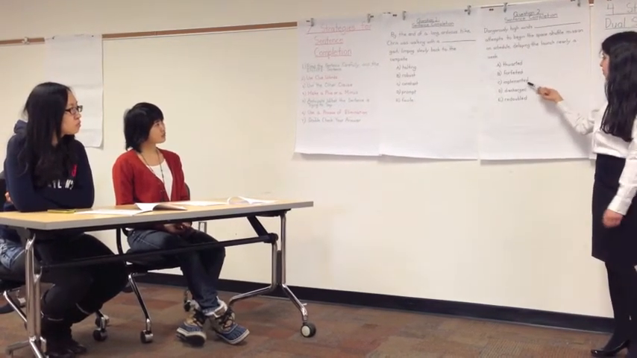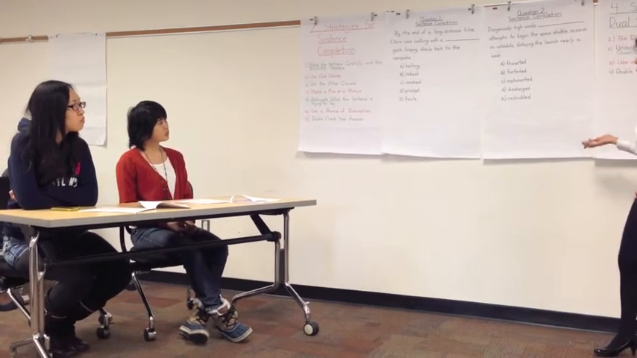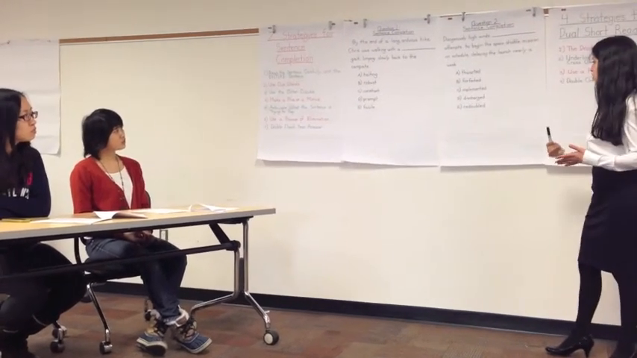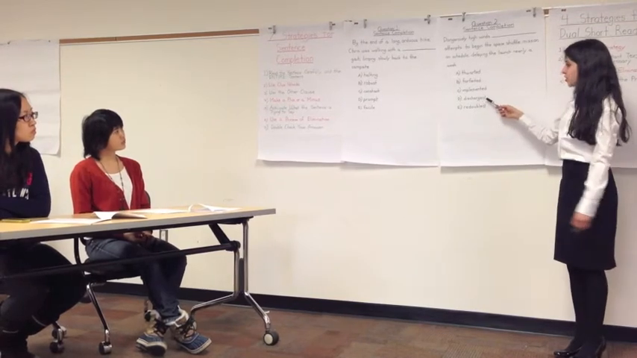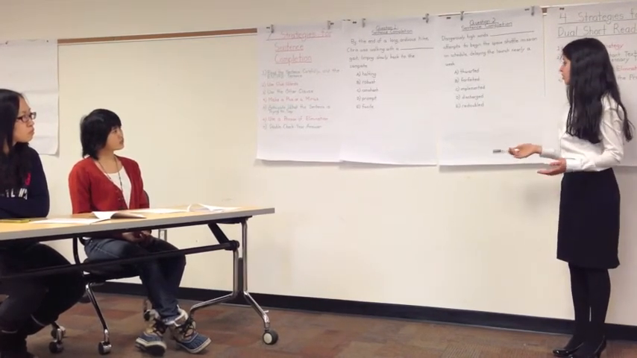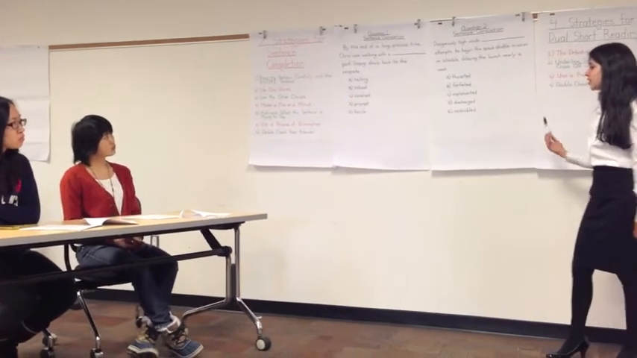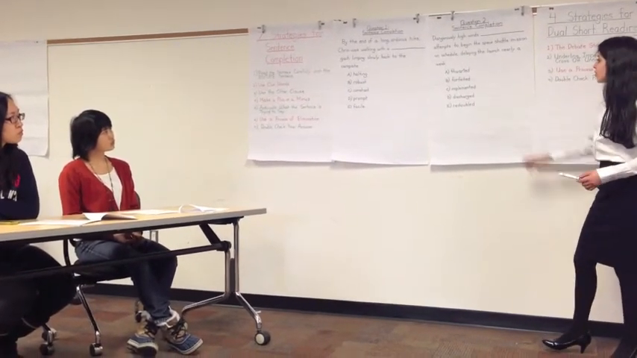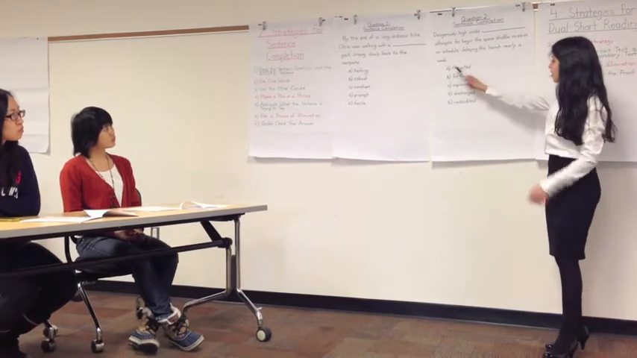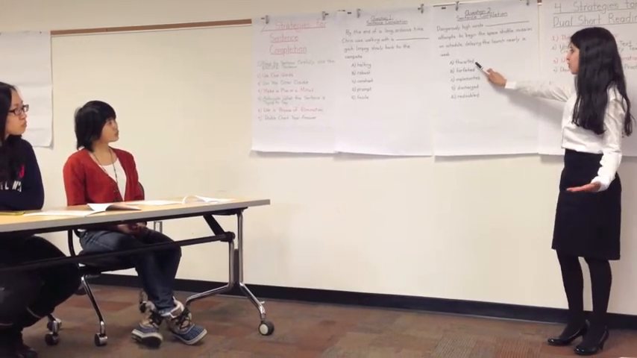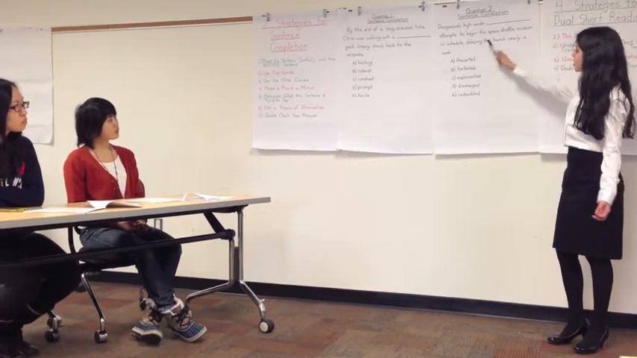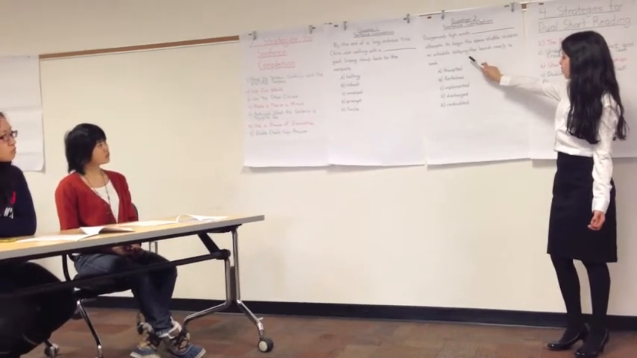C, implemented, means to start a process from happening, to start it going. D, discharged, means to give up a person or a thing. And E, redoubled, means to increase in intensity or number. So if you know all that, you can tell that A, thwarted, which means the same as prevented or stopped, makes the most sense in this question.